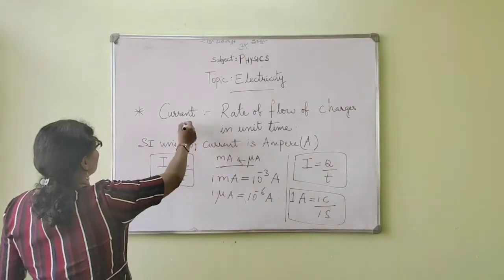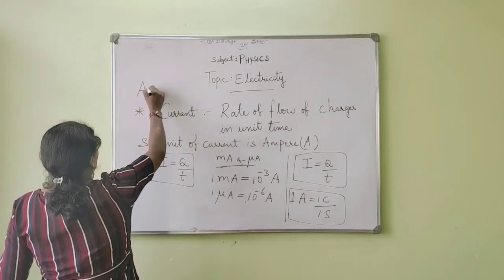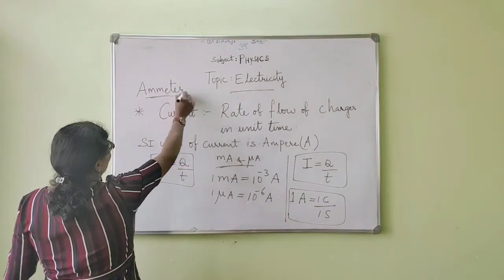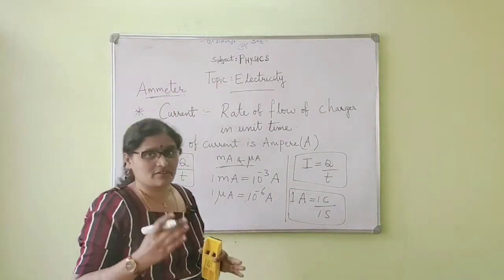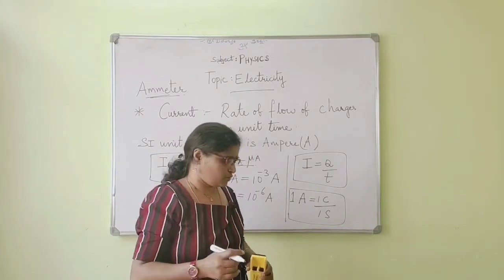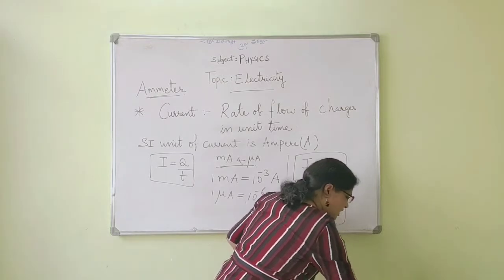And the current is measured by using a device called an ammeter. So how do we define an ammeter? It is a device used to measure the amount of current flowing in a circuit. So let me show the ammeter.